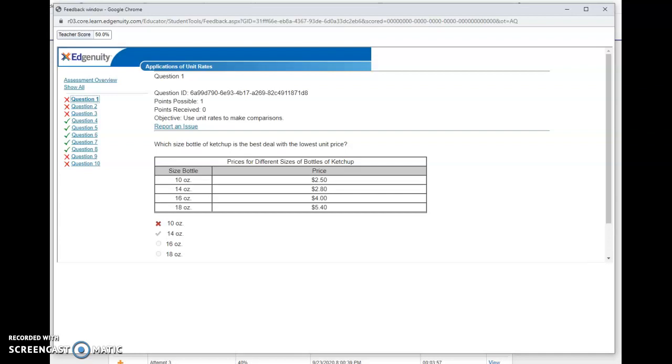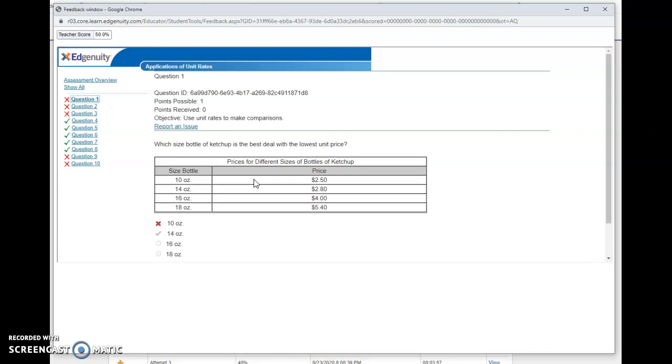And the way we would do that is we would just end up dividing $2.50, and I'm going to turn it all into cents. So I'm pretty much just going to get rid of the decimal. So 250 cents divided by 10 ounce bottles means the first one is 25 cents for 1 ounce. I'm going to do the same thing. 280 cents for 14 ounces is 20 cents. So I know that's the cheapest so far because the first one was 25 and this one's 20.